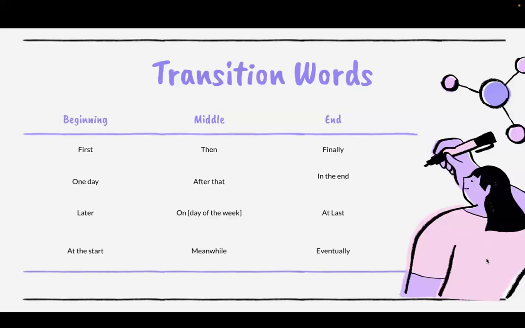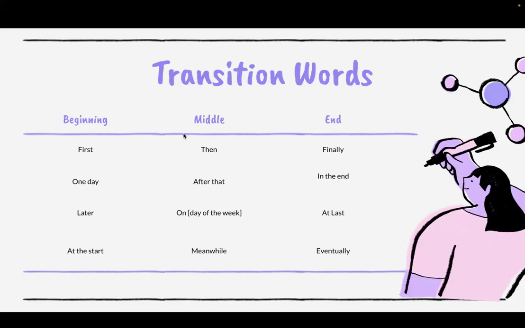So, something that you might find helpful, and I would take note of this and write it down because you're going to want to come back to this: these are transition words for each part of the story. You've probably used some of these without even realizing it at the beginning. You have one day, or at the start, or first, that sets the scene. Then in the middle, we have these transition words, like then, after that, on a certain day of the week, meanwhile. So we saw an example of on in the Leo story, where we had on Tuesday, on Monday. But we can also use then.